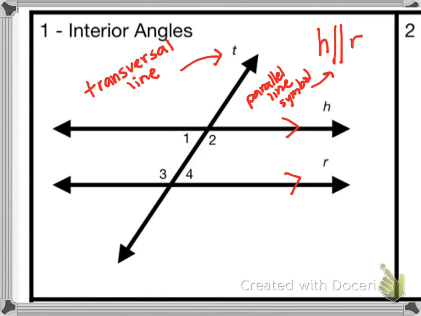So here for our interior angles, it's basically just going to be any angle that falls inside of the two parallel lines. So here we have angle 1, angle 2, angle 3, and angle 4. And so there's nothing special about these angles other than they're all inside of the parallel lines.